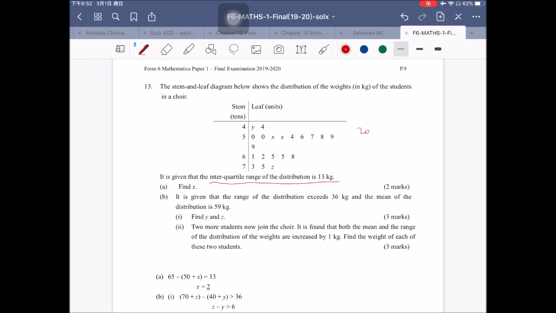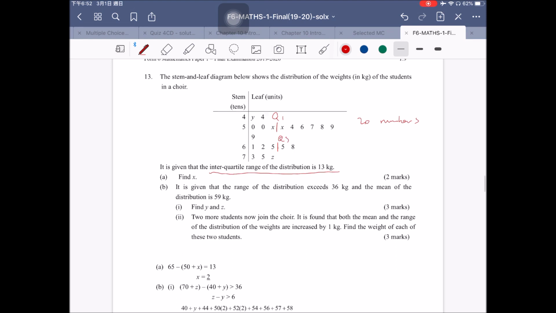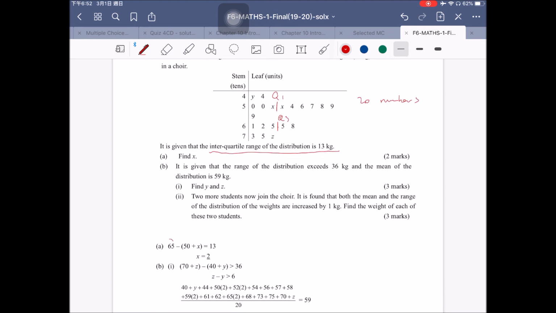There are altogether 20 numbers. The interquartile range is 1, 2, 3, 4, 5. It's here. 1, 2, 3, 4, 5 is here. Okay, this is Q1, this is Q3. Okay, therefore Q3 is 65 and Q1 is this one. Okay, not 5x, not 5x. It's 50 per 6. Therefore, you find out x is 2.